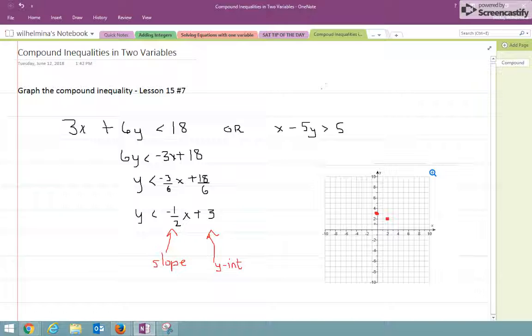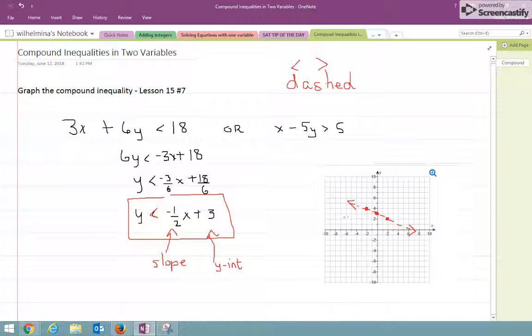Now, once you do this in MyMathLab, it will draw a solid line. But notice when you have these symbols here, you're going to have a dash line. So we're going to have a dash line. You only need 2 points, but I'm going to put some more points so that I can make sure my line is pretty straight. And the trick is, look at the inequality in the slope-intercept form, and we see that we have the less than, shade below the line.